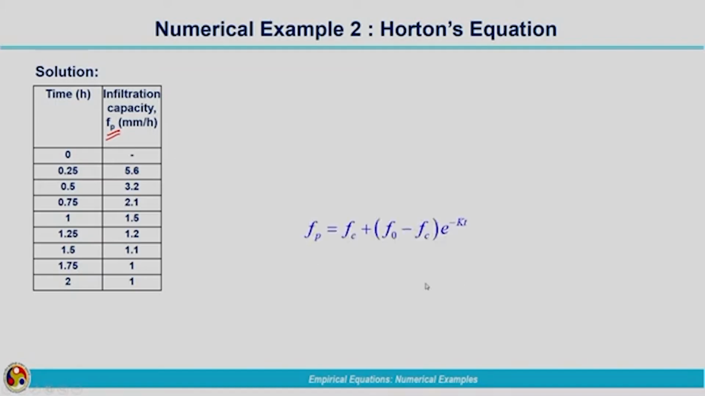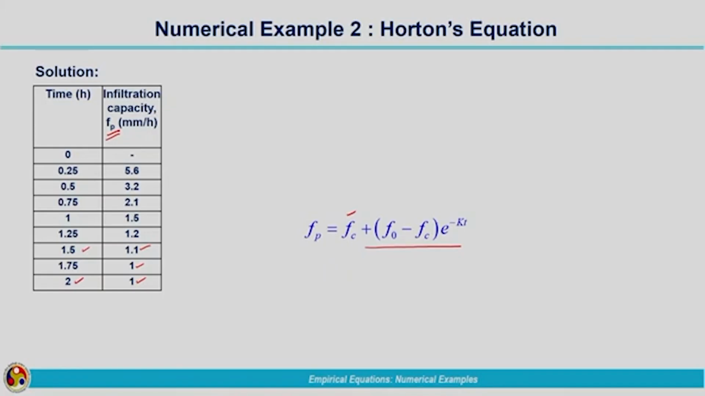This is our equation, Fp is equal to Fc plus F naught minus Fc multiplied by e to the power of minus kt. Fc is the constant rate of infiltration or the steady state of infiltration attained by the soil after a certain time. Here in this case we can observe the data, the time has reached 2 hours and around 1.5 hours it is 1.1 millimeters per hour, at 1.75 hours it is 1 millimeter per hour, and at time t equal to 2 hours it is again 1 millimeter per hour. That means the infiltration rate has reached the steady state.